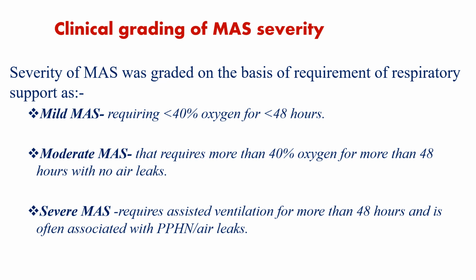Severity of meconium aspiration syndrome is graded on the basis of requirement of respiratory support as mild, moderate, and severe. We call it mild if they require less than 40% oxygen for less than 48 hours. We call it moderate if they require more than 40% oxygen for more than 48 hours. And we call it severe if they require assisted ventilation for more than 48 hours or if they have complications such as air leak and persistent pulmonary hypertension.